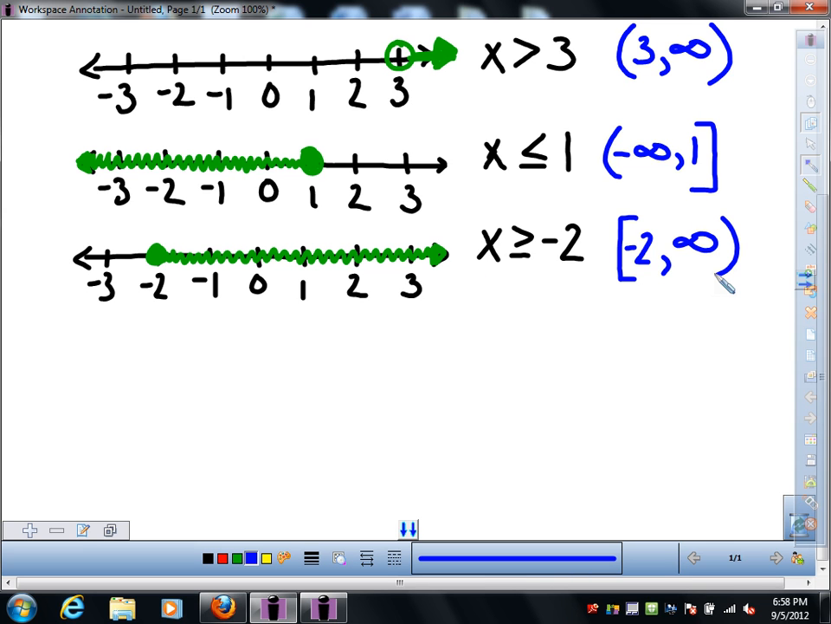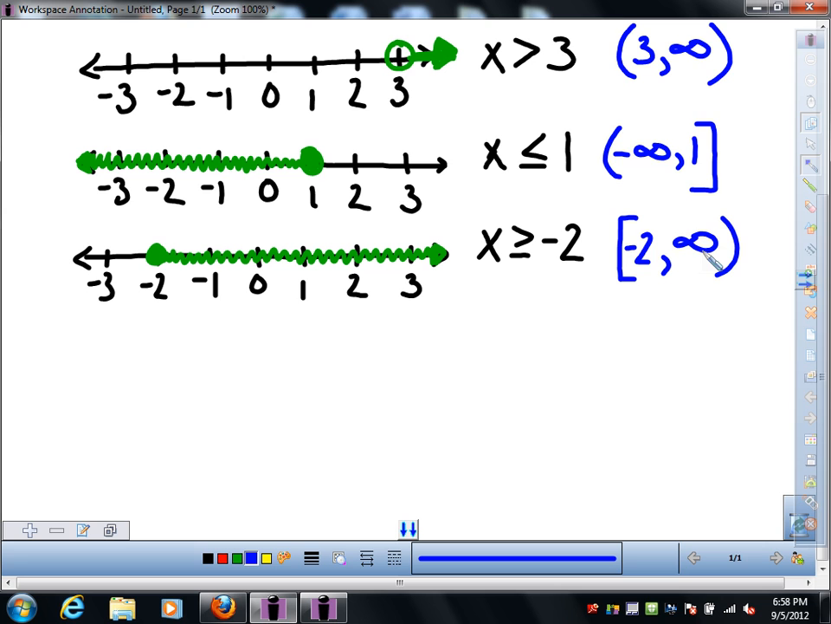But we can never actually reach that number infinity. That's why we put the parenthesis around it, because we never actually get to it. Because for every number you can think of, we can always think of one bigger. But that would be the interval from -2 to infinity on this particular number line.